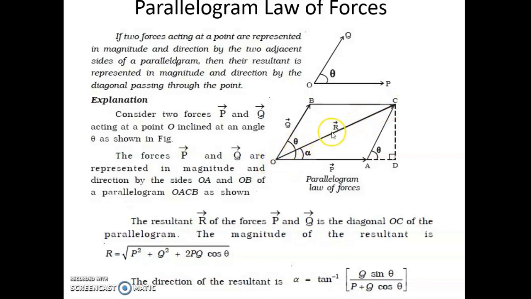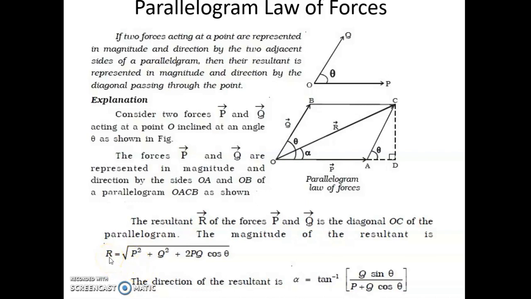Then the diagonal which is passing through these two forces will give the resultant due to these two forces in magnitude and direction. So resultant by parallelogram law of forces is given by this formula, which is root of P square plus Q square plus 2PQ cos theta, where P is one force, Q is the second force, and theta is the angle between the two forces.